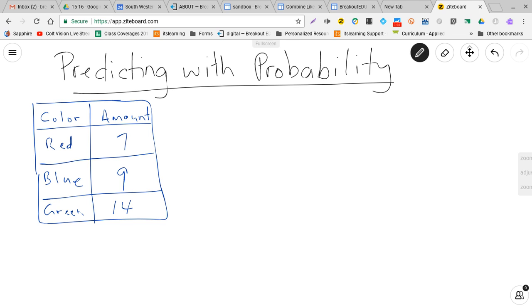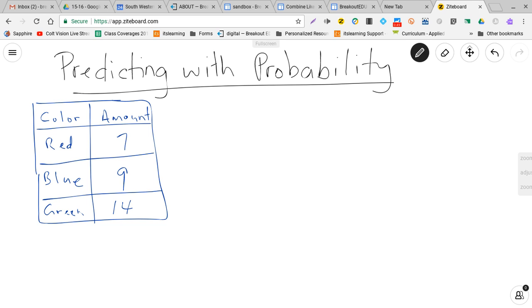Let's say that I had a bag, and in the bag I had some different colored marbles. I had red marbles, blue marbles, and green marbles. And specifically, I had 7 reds, 9 blues, and 14 greens. I wanted to play a game with this bag of marbles, and I want to see how many times I would expect to pick out a certain color. So what we can do is we can use this probability to help us to predict how many times we would expect to get each color.